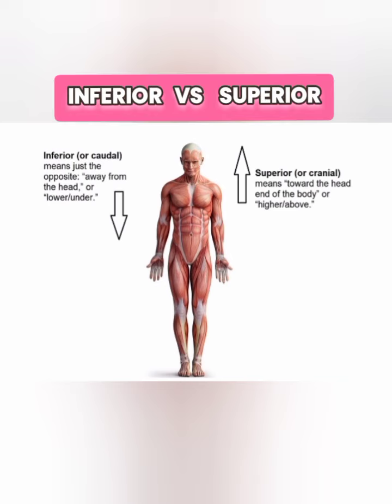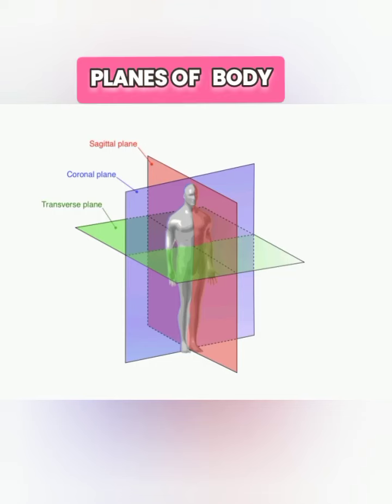Coming to the last directional terms, the superior part and the inferior part. Superior means above, inferior means below. The superior part is the cranial, and the inferior part is the caudal. Superior means toward the head end of the body, or we can say higher or above. Then the inferior part, which is just the opposite, is away from the head, or it is the below part. This is all about the directional terms of our human body.